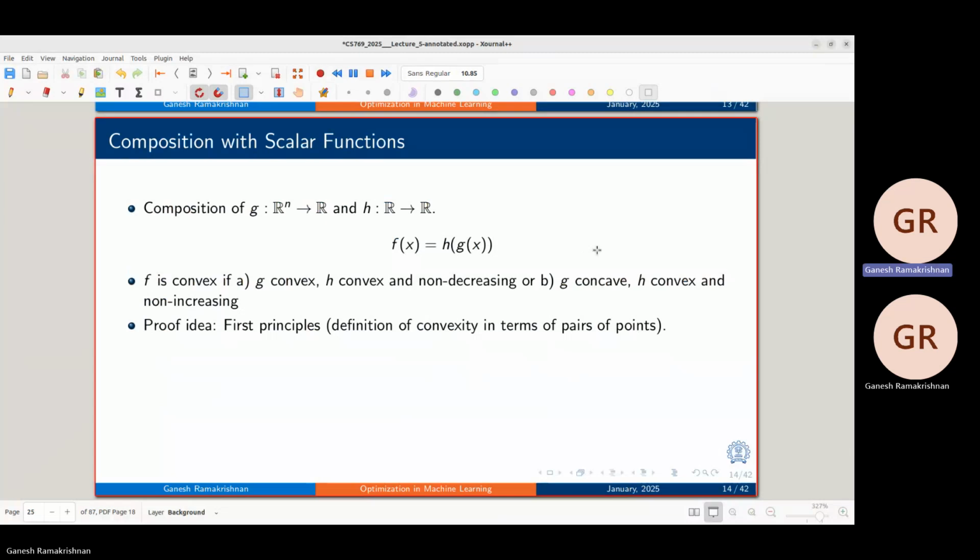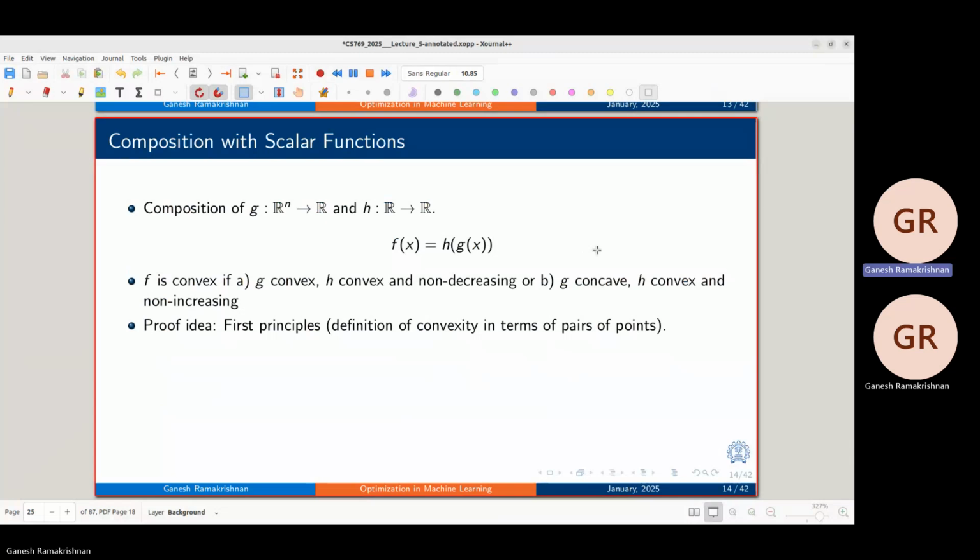So point number 3 is about compositions. You can show that certain compositions are convex given some properties of what you're composing. So what you're composing matters, right? If f is h of g of x, so if g is convex, h is convex and non-decreasing.